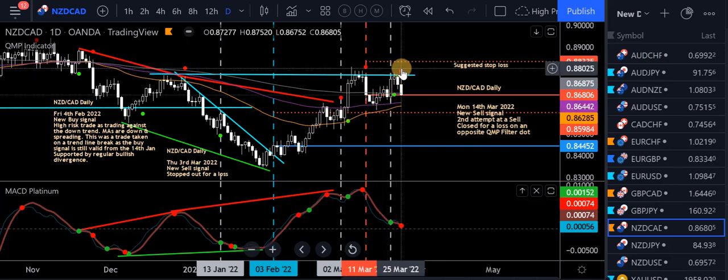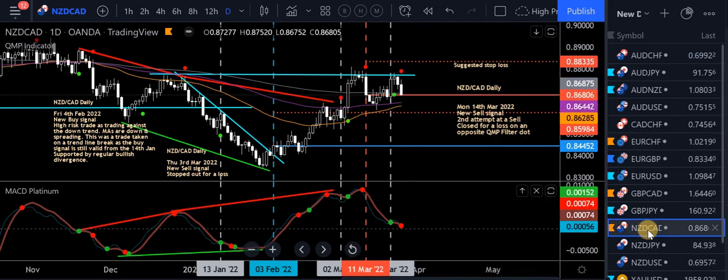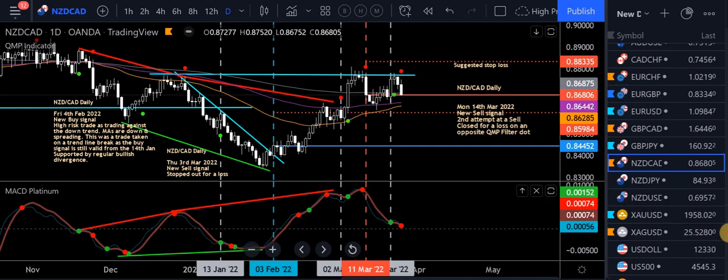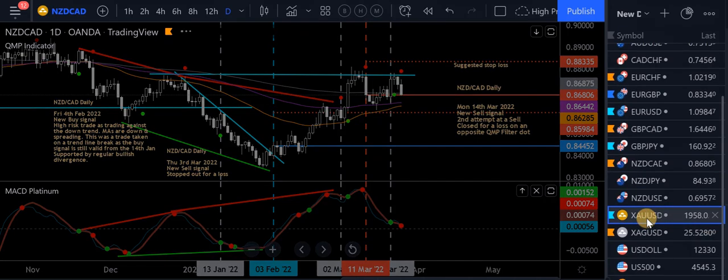So that's on Monday, new sell on the New Zealand CAD. What else we got here? None of the NZ pairs are doing me any favours. Let's go to gold.